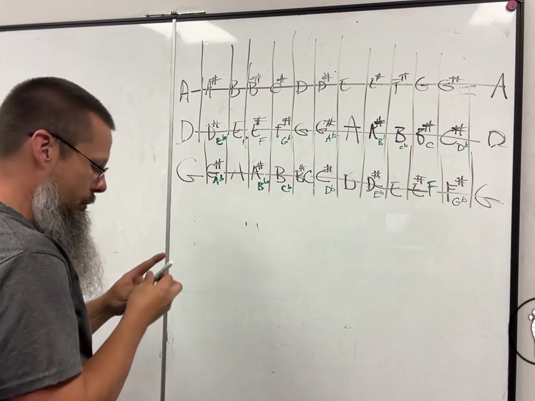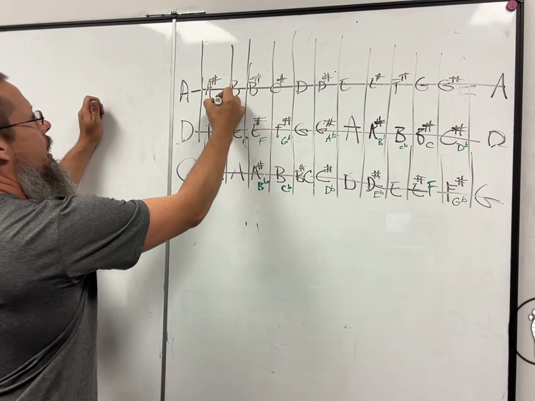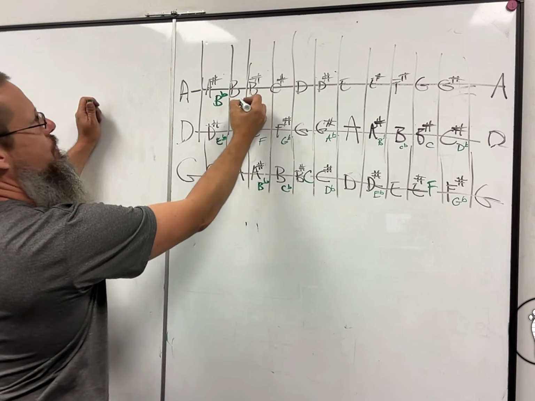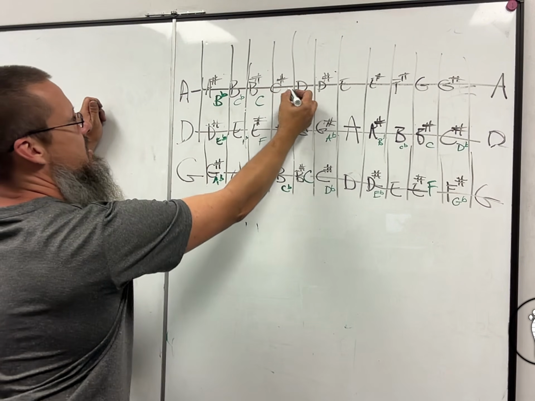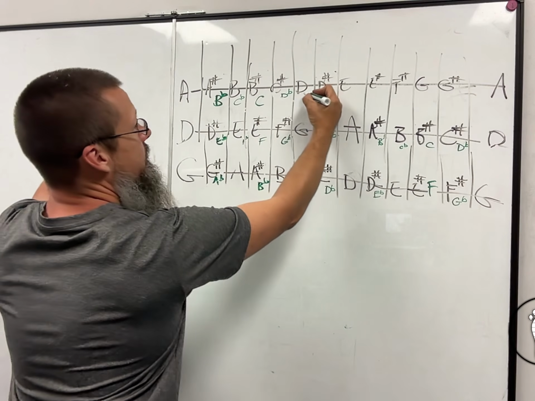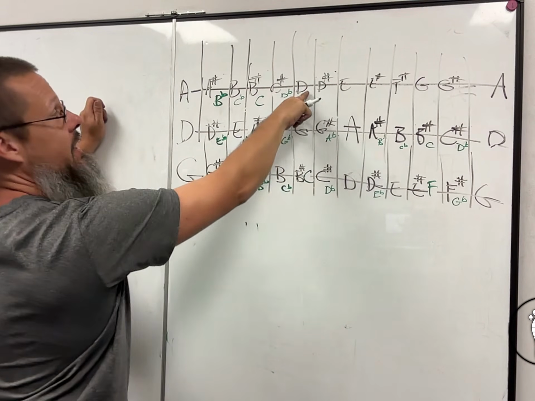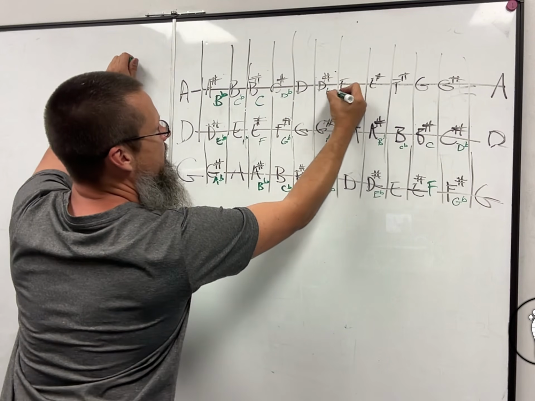If we go back and put in our enharmonic equivalents, we've got our B flat. Our B natural is a C flat. Our B sharp is a C. Our C sharp is a D flat. D is a natural. You can call it E double flat if you want. I just want to muck up the board. When we do our D sharp, it's an E flat.